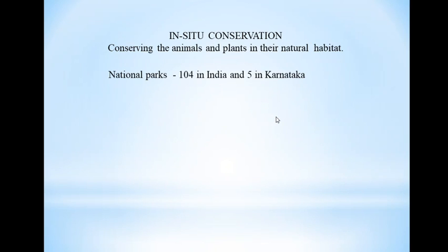And one of such methods is designating the national parks. There are about 104 national parks in India, and there are 5 national parks in Karnataka. That is Anshi, Dandeli, Bannerghatta, Kudremukh are the national parks in Karnataka.